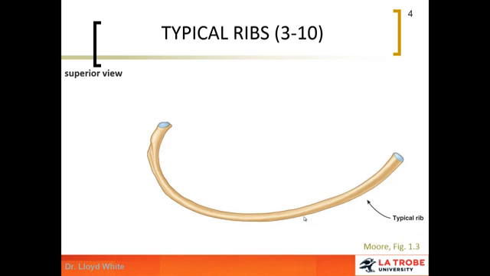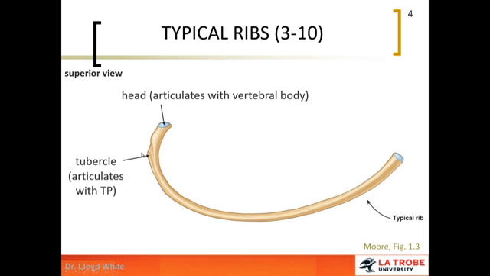So let's look at the bony features of a typical rib, and these are ribs 3 through to 10. Posteriorly, we have the head, which will articulate with the vertebral bodies and the intervertebral discs. And just anterior to that is a little tubercle. And this tubercle will articulate with the transverse processes of those same vertebrae. And in between the head and the tubercle is a slight narrowing called the neck.